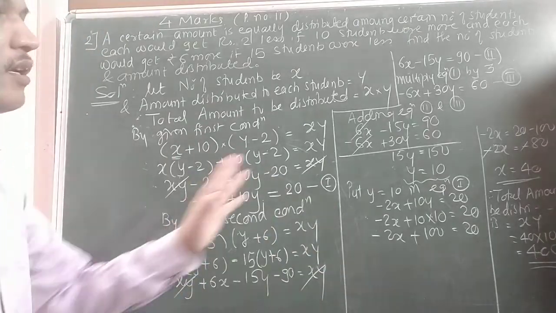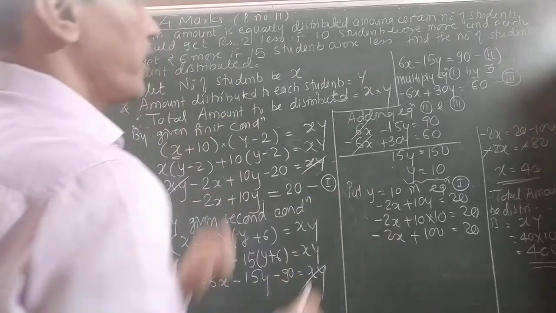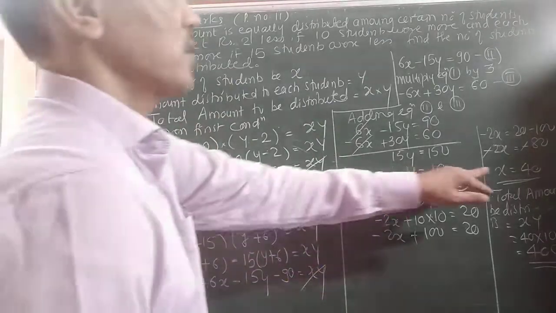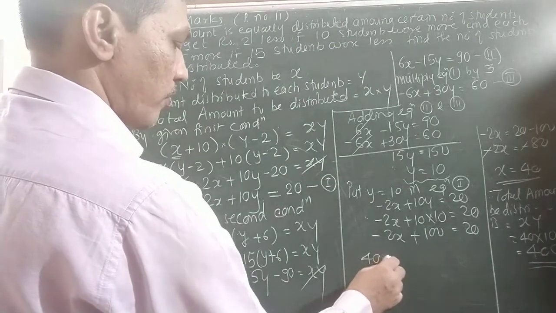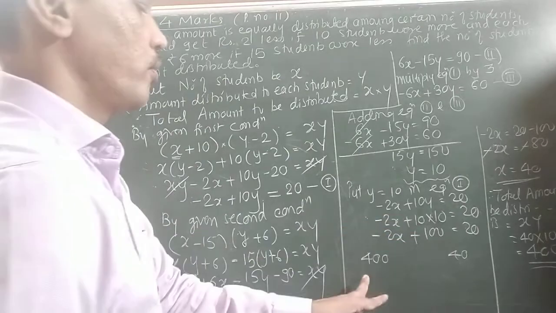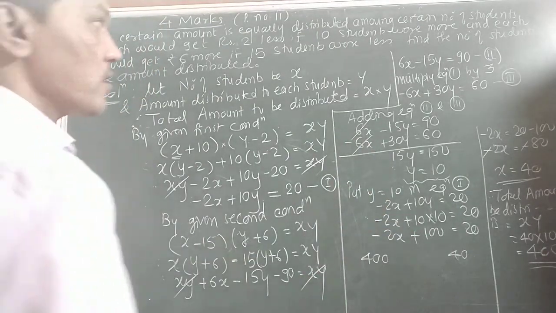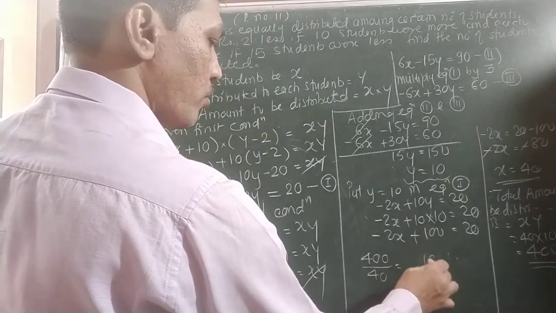Now let us check whether our answer is right or wrong. How can we cross check? See, 400 rupees I have. How many students are with me? 40. So when I distribute 400 rupees to 40 students, it becomes 10 rupees per student. Right?